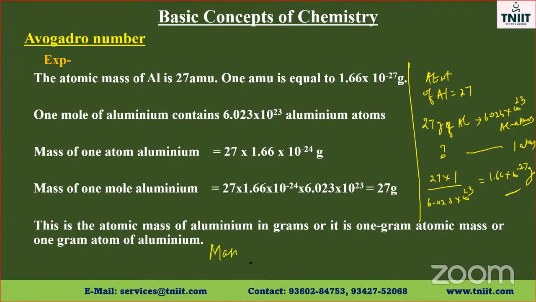Now, what's the mass of one atom? So the mass of one atom is given by the formula atomic mass divided by Avogadro's number. See, this 27 into 1 is 27. 27 is nothing but the atomic mass of aluminum. So atomic mass divided by Avogadro's number, 6.023 into 10 power 23, will give you the mass of a single atom. So if that's the case, this formula you should remember.